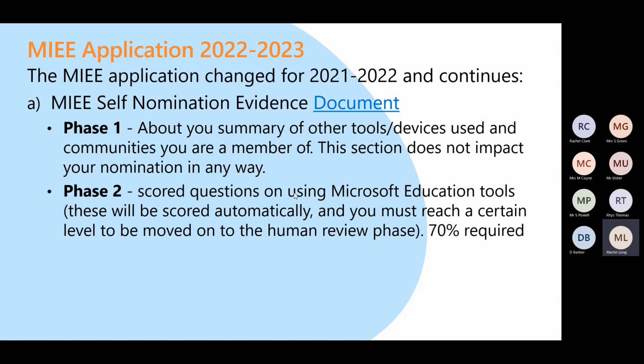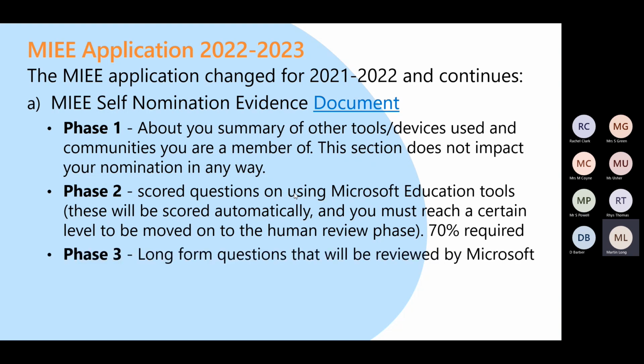Phase two is a set of self-contained questions, and they are marked automatically by an algorithm and a program in the background. They are very much defined answers or certain keywords that they'll be looking for, and you will need to get 70% in there. As I've said, we'll have a dedicated session all around the application, and we'll go through the phase two questions, and we'll also go through the phase three questions, which are the long answer questions, and we'll look in detail about how to answer those.